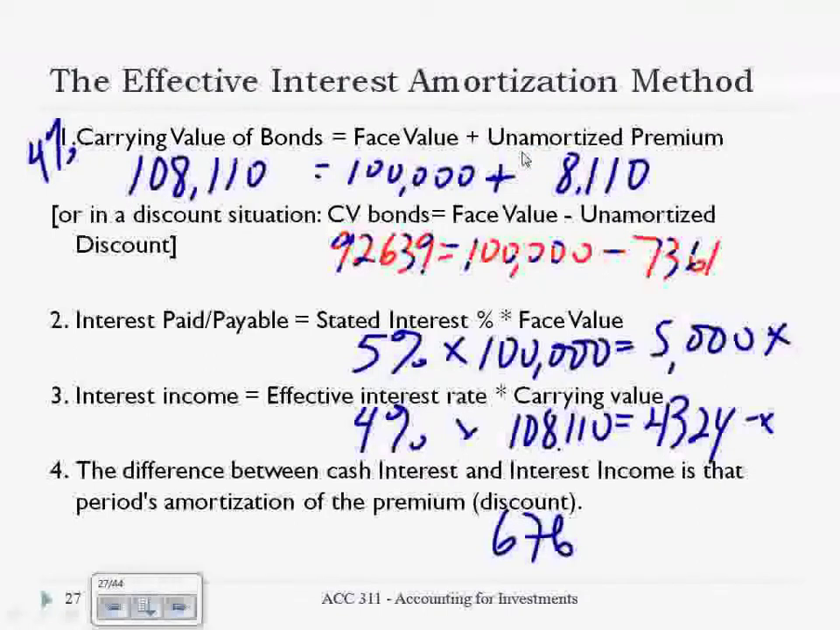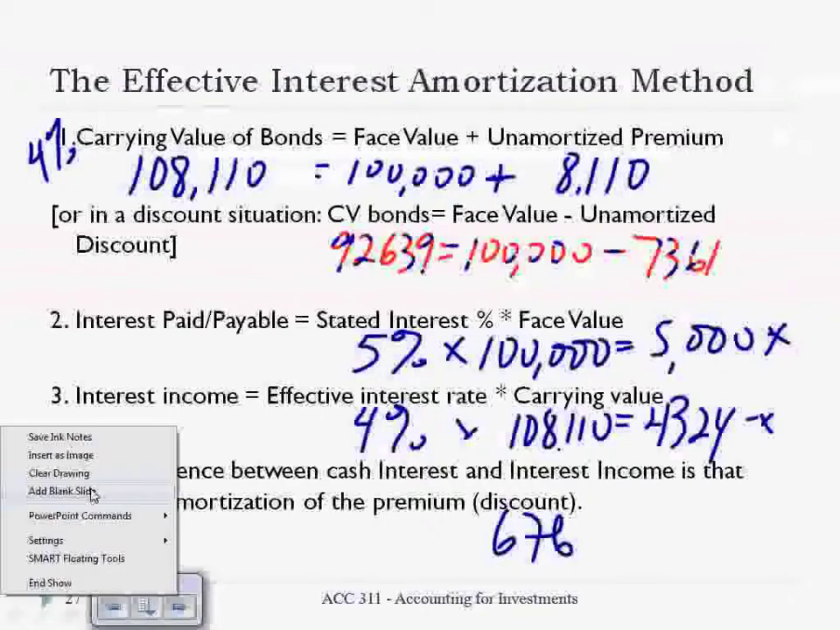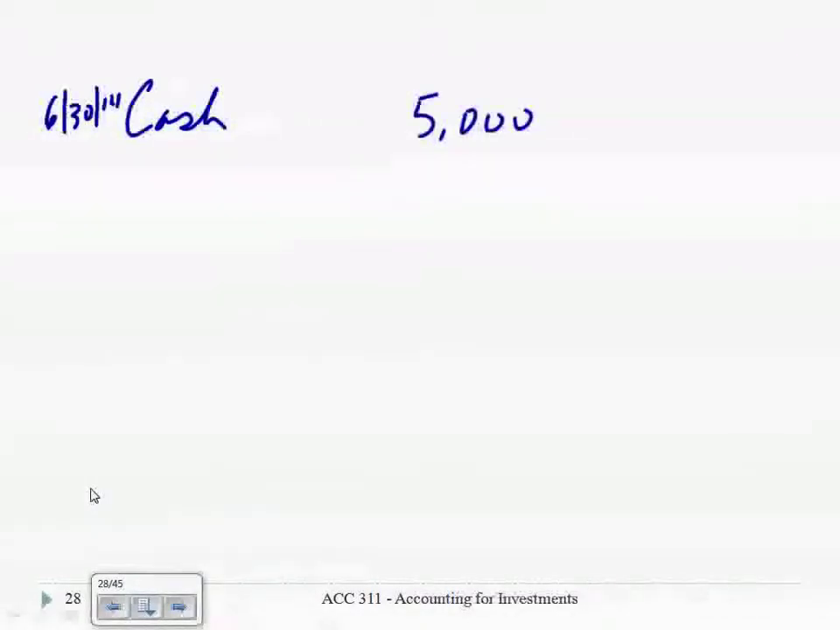All right. So when we look at our journal entry there, we're going to have cash, and this is the first date, 6/30/14, right? $5,000. And we credit interest income.